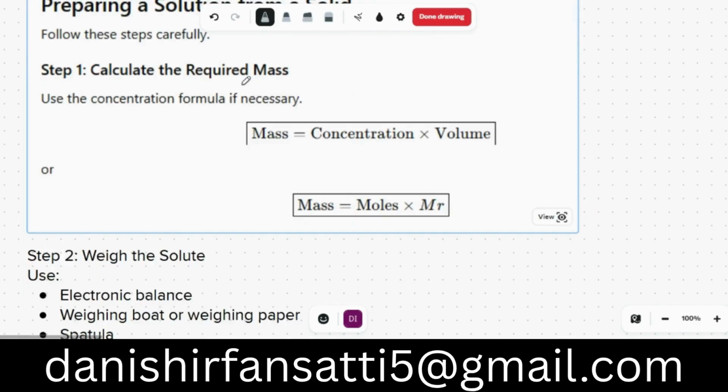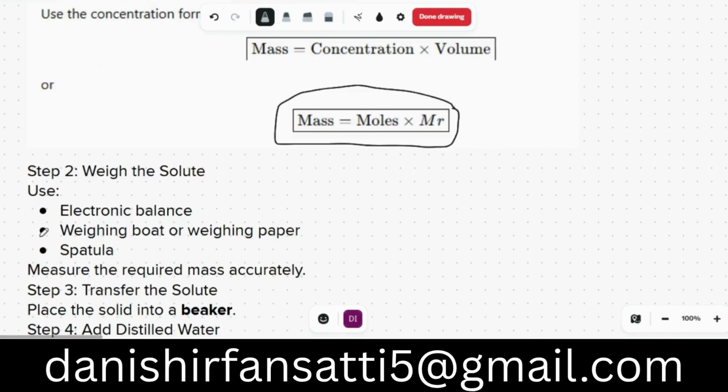Preparation of a solution from a solid. Step 1: calculate the required mass. Use the concentration formula if necessary. Mass is equal to concentration into volume. So what is mass? Mass is simply equal to moles into Mr.